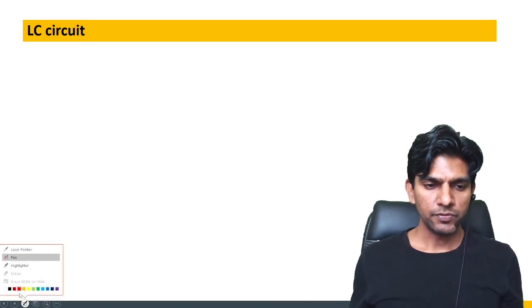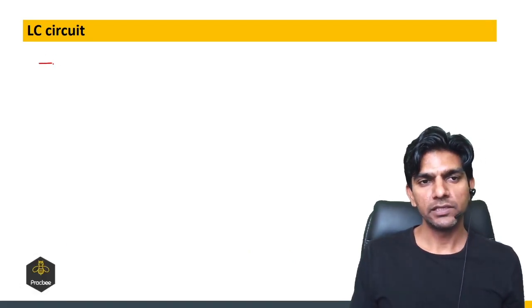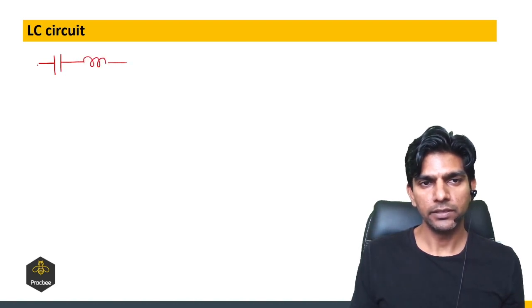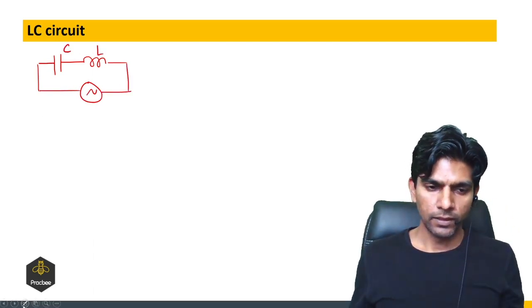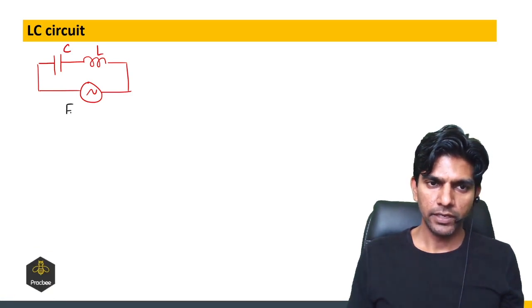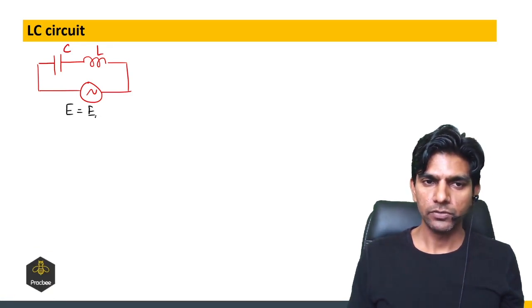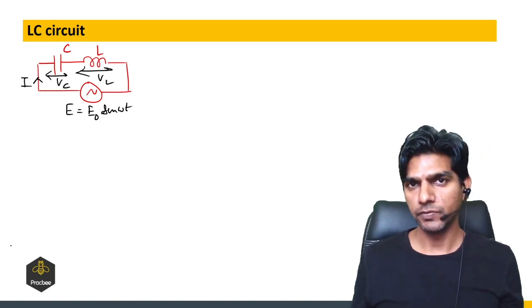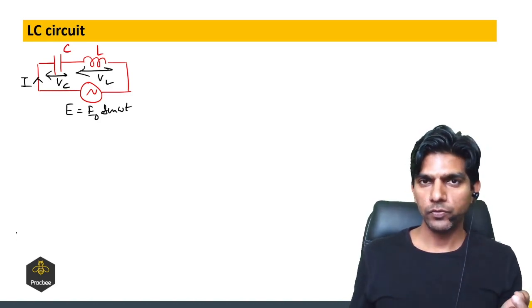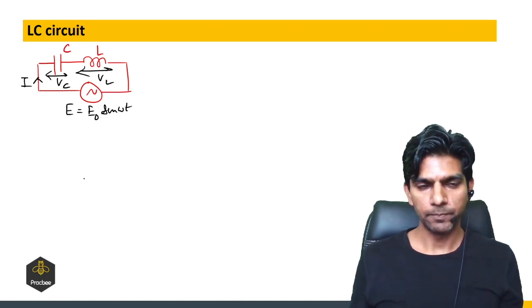Now let us see another type of circuit, that is the LC circuit. So in LC we have a capacitor and an inductor, and these are connected with an AC source. This is L and this is C. And let us say the EMF of the AC source is E naught sine omega t, and the instantaneous current is I, the voltage across the capacitor is VC, and the voltage across the inductor is VL. VC naught is the peak value of VC and VL naught is the peak value of VL.